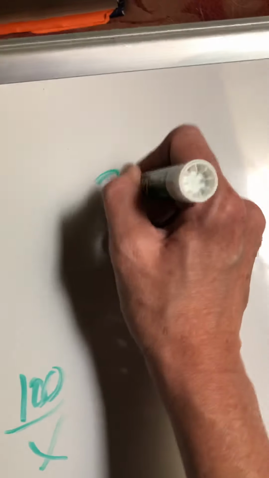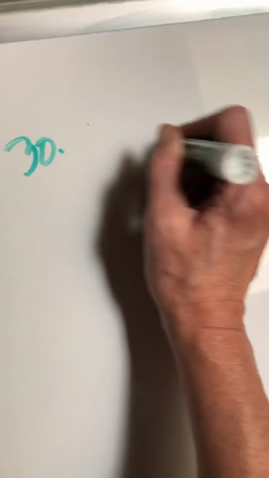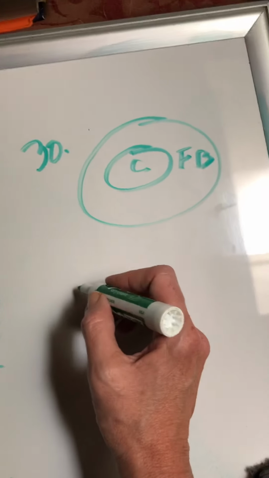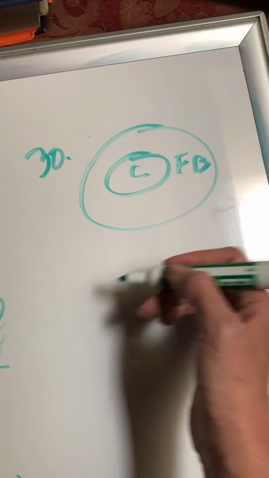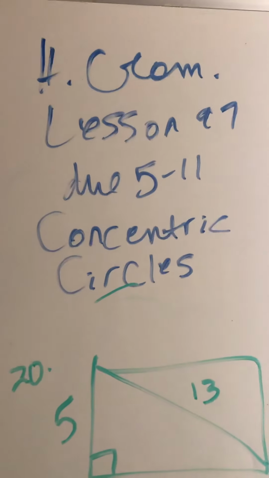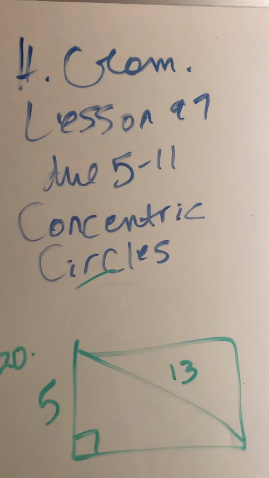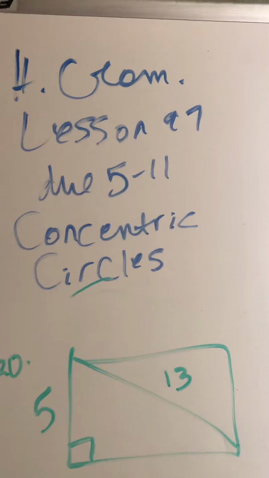Then on 30, it says use the Venn diagram to write the conditional statement. You've got cardinals inside flying birds. So you do something like, if a bird is a cardinal, then it can fly. Or if a bird is a cardinal, then it's a flying bird. Okay, so again, this is lesson 97. It's due this Monday, the 11th, so you've got all week to take the notes and do this lesson. Make sure you finish the ones I've started for you.